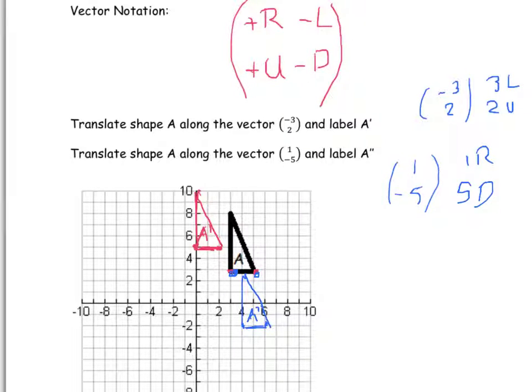So remember, vector notation: the top number means left or right, so positive means right, negative means left, and the bottom number means up or down. Positive means up, negative means down.